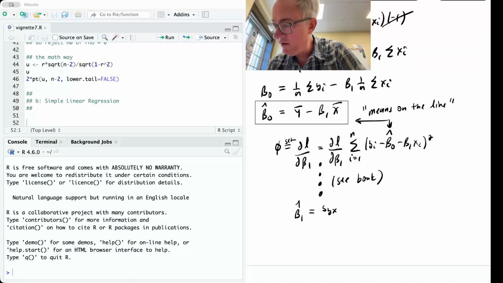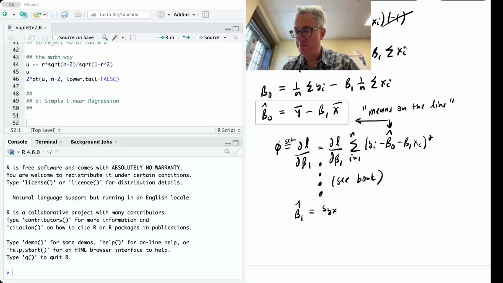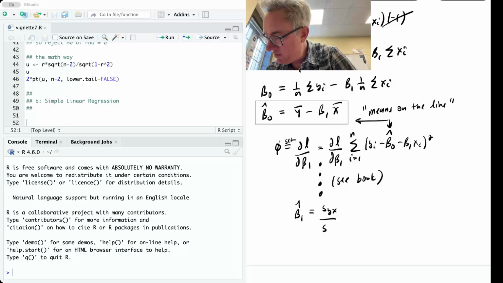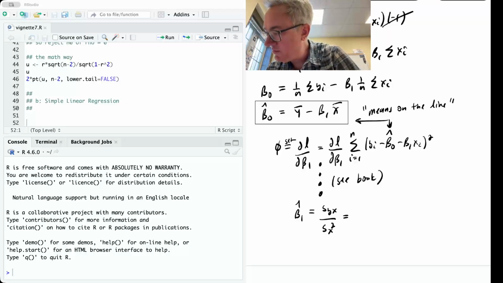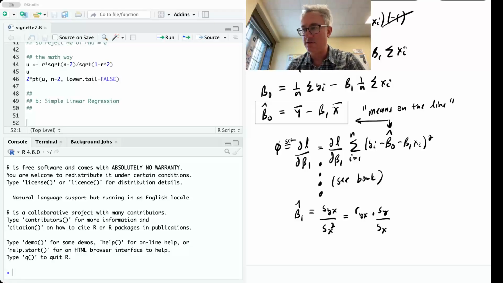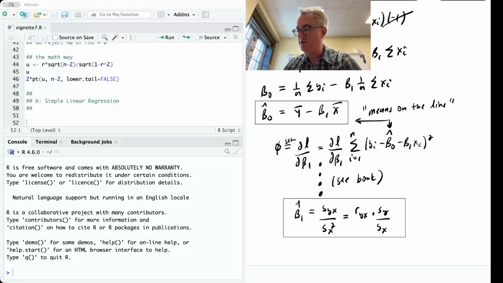It's the estimate of the covariance between x and y divided by the estimated variance of x, which can be rewritten as the correlation between y and x times the estimated standard deviation. These are all estimated quantities. So I really like this expression. Again, the details of how to get there are provided in the book, but I like this because it makes a nice connection between slope and correlation.